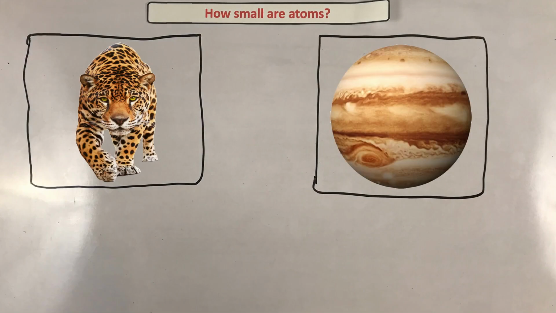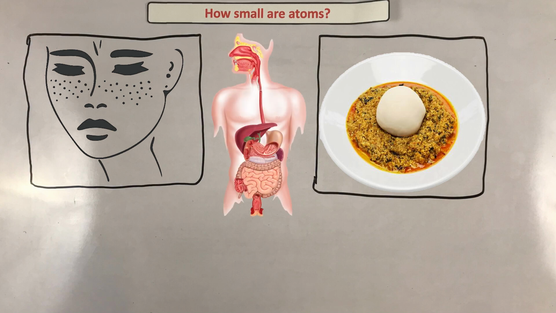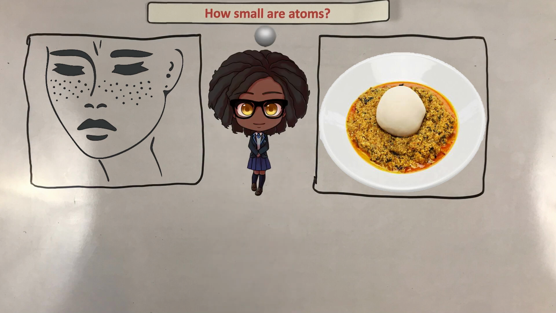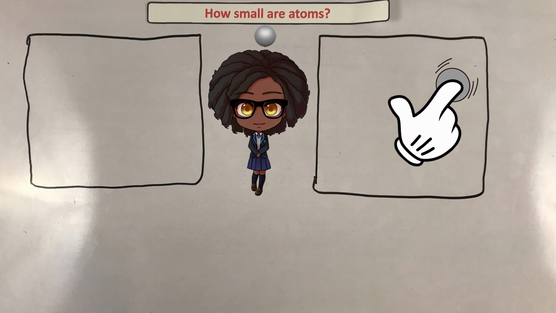Jaguars to Jupiter, freckles to fufu, all the stuff around us and inside our bodies are made up of ridiculously small atoms. How small, Uncle? That's a bit of a mad one still. Let's put these numbers into perspective. We're going to use standard form and prefixes, so if you haven't watched my videos describing them, click on the link to get up to speed with all of that.